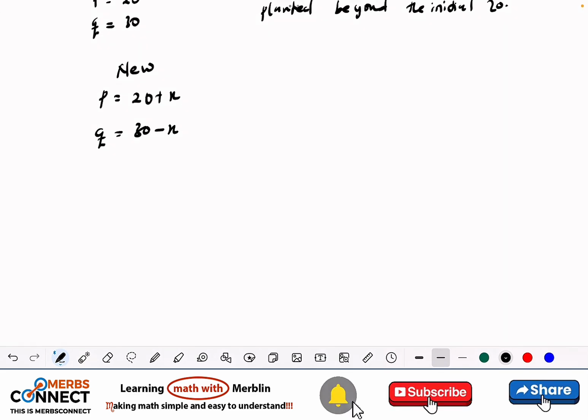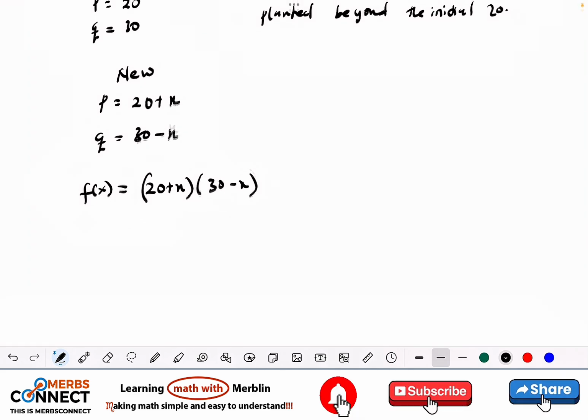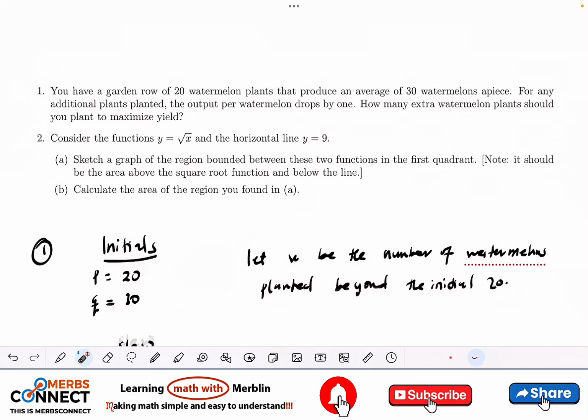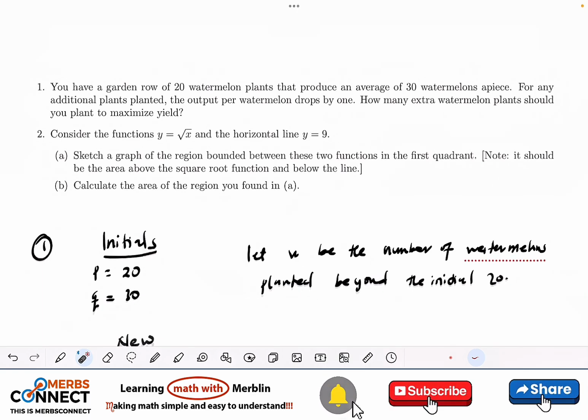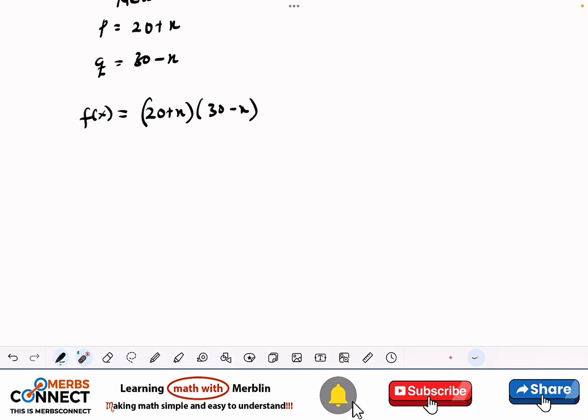So what will be our function? If we are talking about revenue, then it is price per watermelon times the quantity. So this is going to be 20 plus x times 30 minus x. Nice. So this is what we just needed to form. And then the question is, how many extra watermelon should be planted to maximize the yield? So with the same procedures that we learned for maximization, we need to differentiate the function and look for the critical values, right?